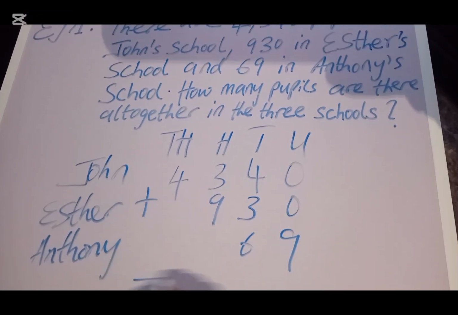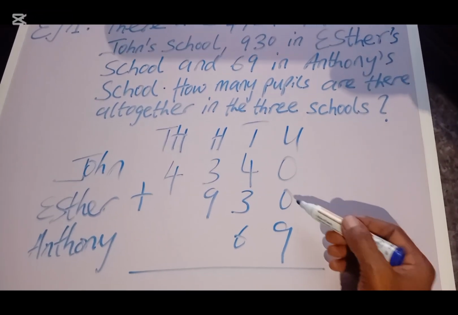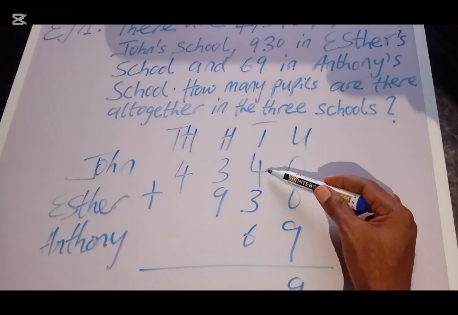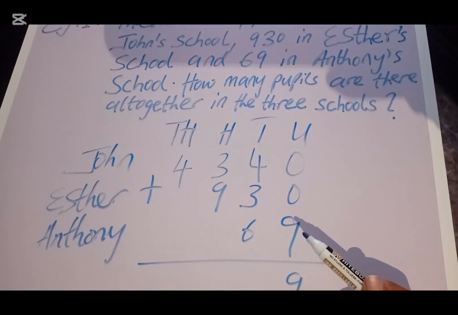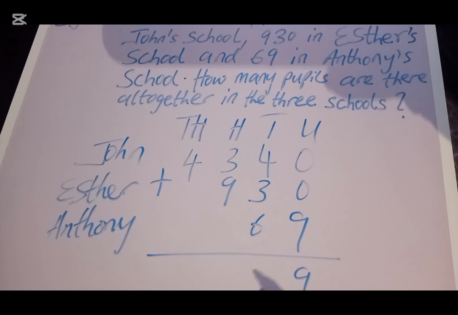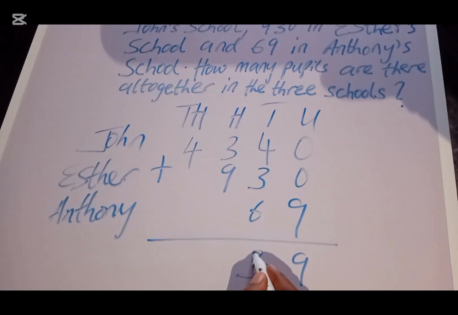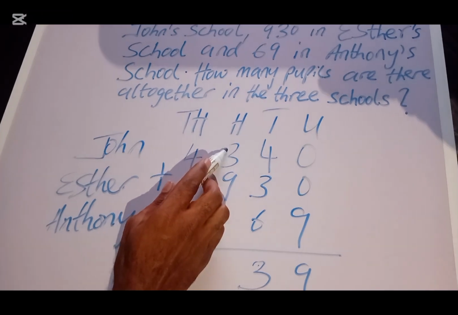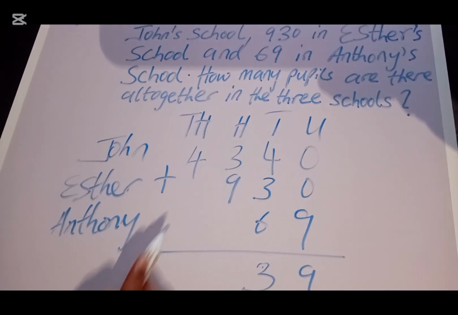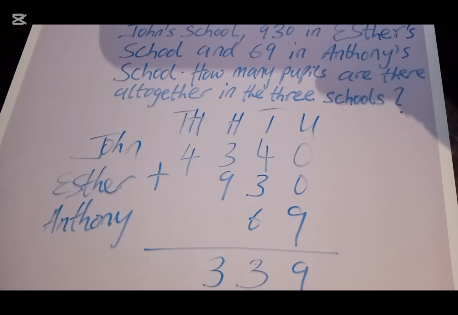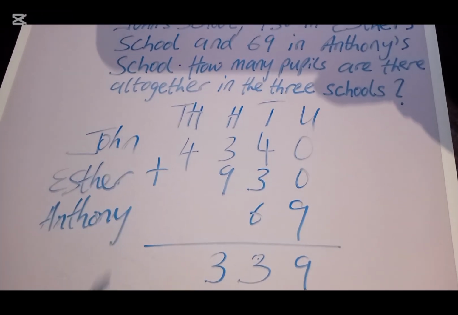Then you add up. 0 plus 0 plus 9 is 9. 4 plus 3 is 7. 7 plus 6 is 13. Write 3. Carry 1. Put here. Here becomes 4. 4 plus 9 is 13. Carry 1. Put here. Here becomes 5.